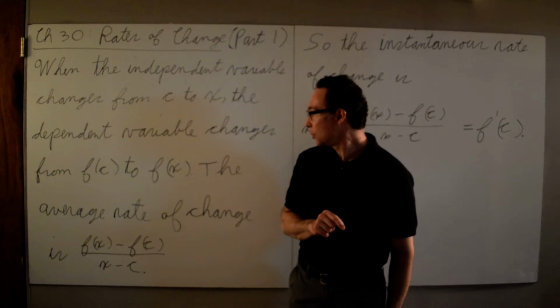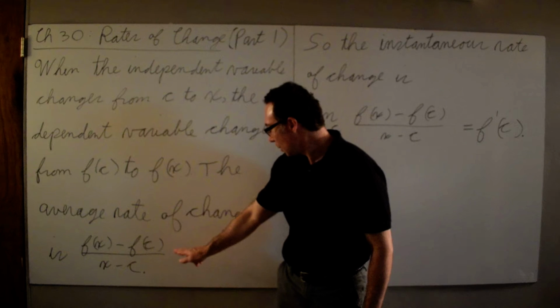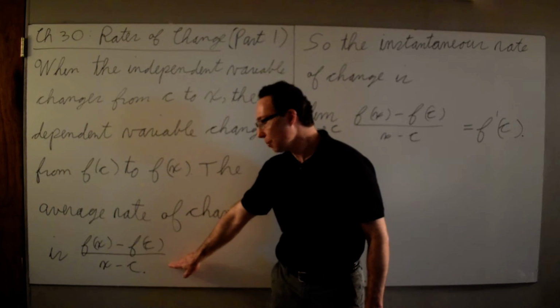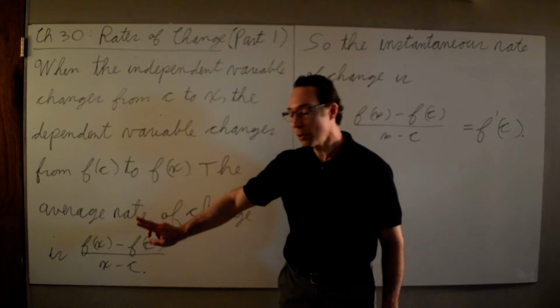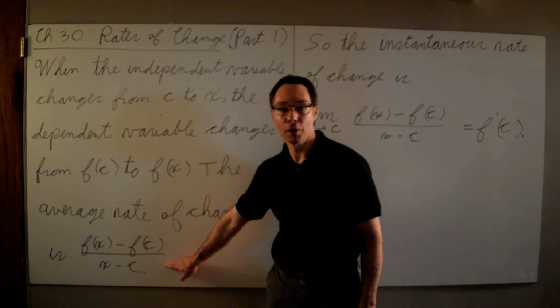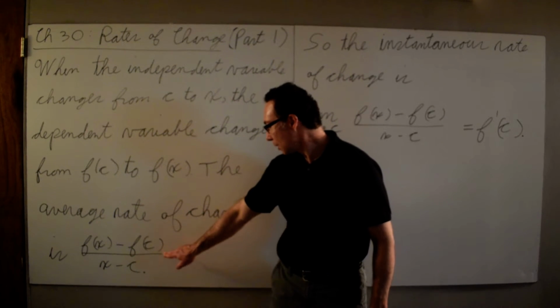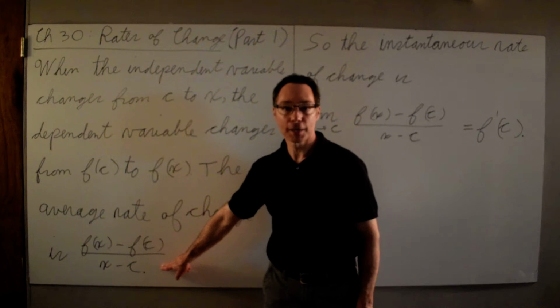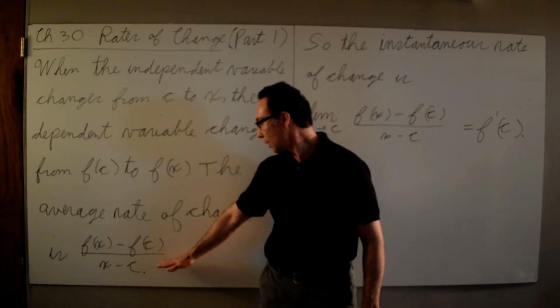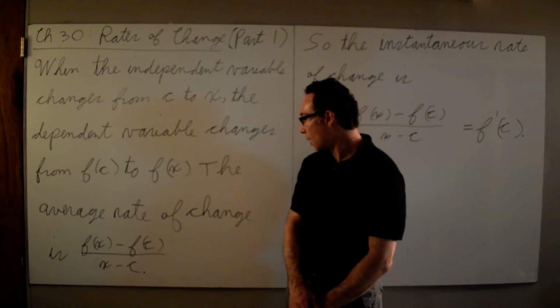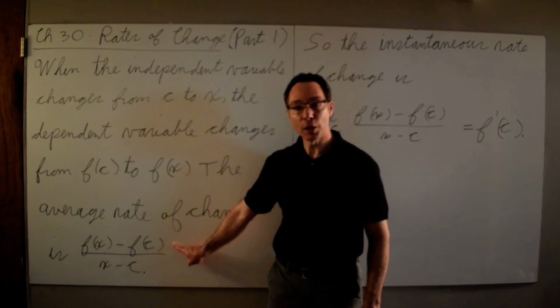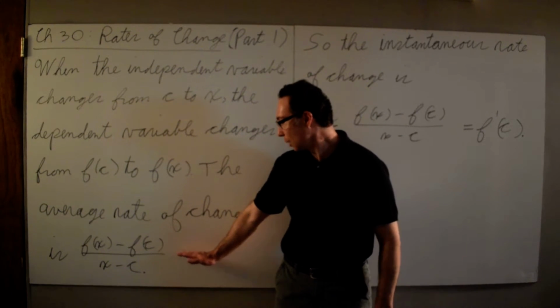The average rate of change is going to be the change in y divided by the change in x, or the change in the dependent variable divided by the change in the independent variable. So we have f of x minus f of c divided by x minus c. This is the average rate of change of f with respect to x. Now, we don't want the average rate of change, we want the instantaneous rate of change.